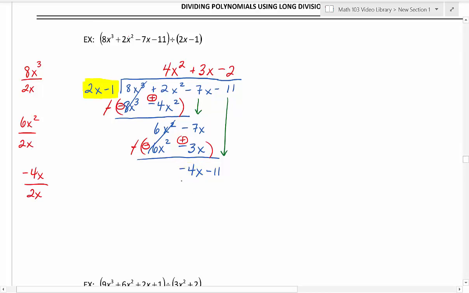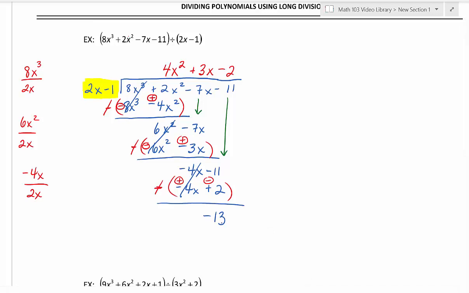Negative 2 times 2x, so negative 4x. Negative 2 times negative 1, positive 2. We're going to subtract this whole thing. Distributing in the negative, this becomes plus, this becomes minus, and now we can add down. Negative 4x plus 4x falls out like it should. Negative 11 minus 2, that's a negative 13. Negative 13 is a lesser degree than 2x minus 1. Therefore, this is our remainder.